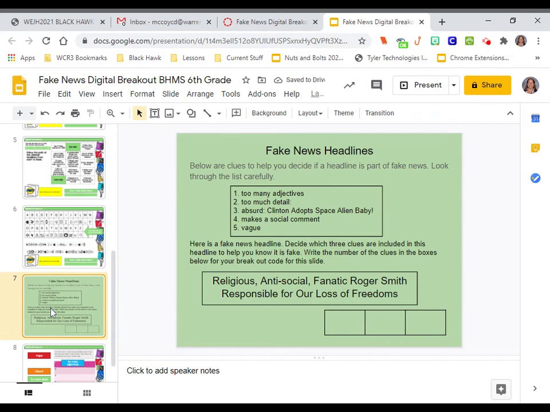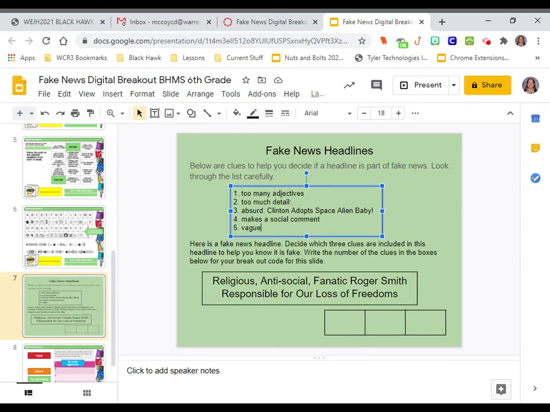Now, this one, I have people that tend to skip this slide. Do not skip this slide. Below are clues to help you decide if a headline is part of fake news. Look at the list carefully. So you're going to look at this list. This list tells you clues that you can look for to see if something is fake news. And then down here is a fake news headline. You're going to decide which 3 of these clues fit with this fake news headline.